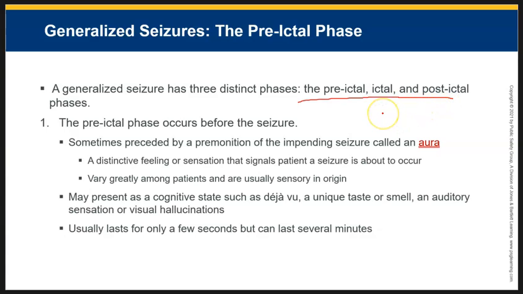The pre-ictal phase occurs before the seizure, and the patient may actually know that a seizure is on its way. They may report an aura, which is a distinctive feeling or sensation that the seizure is about to occur. They may present with some sort of an auditory sensation or a visual hallucination in this pre-ictal aura as well.